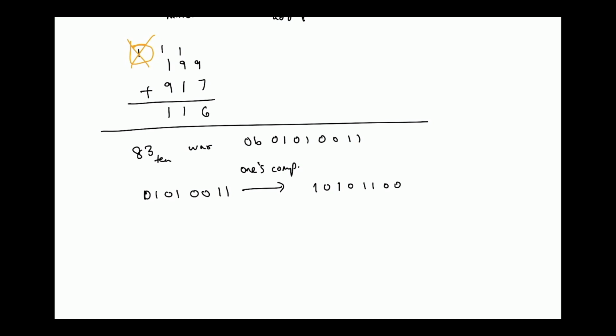Okay, good. Can I add 1 to that? Okay, and so what do I get if I do that? I get this, right? So it's the flipped version with a 1 added on. And this number is our 2's complement. So I claim this number represents negative 83.